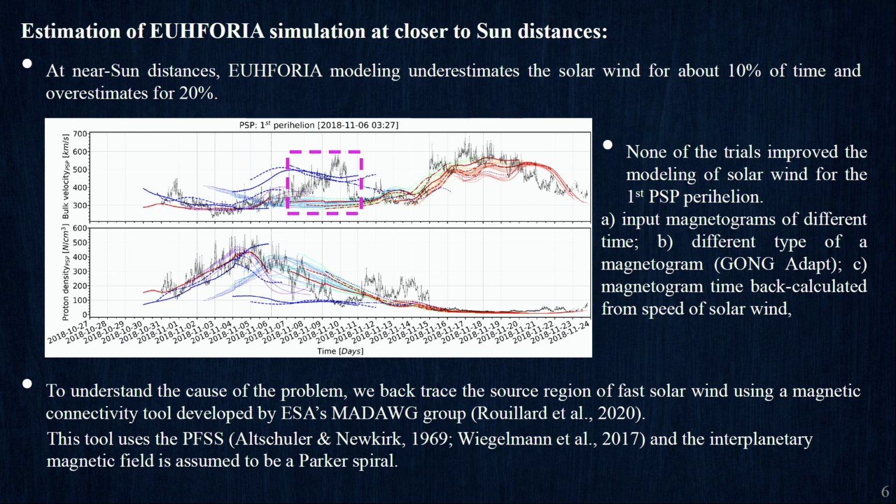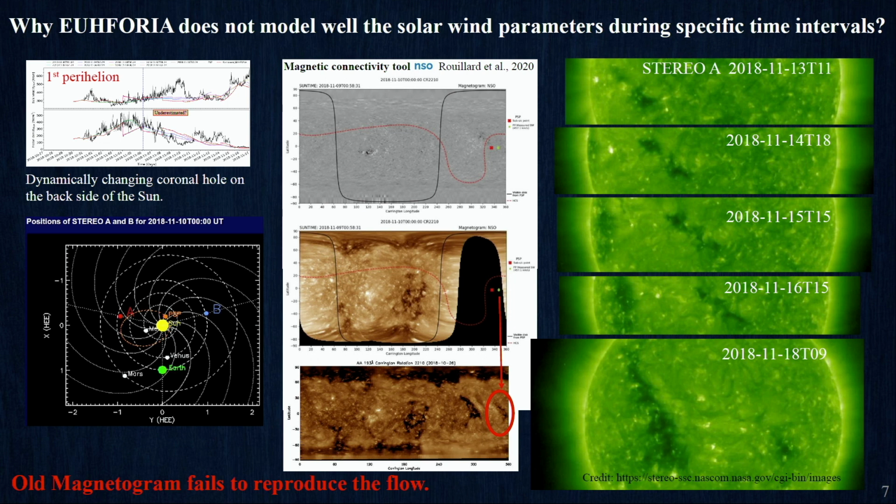modeling. So to understand this, we backtraced the source region of our solar wind using a magnetic connectivity tool developed by ESA. We see from this trajectory plot that PSP was at the far side, and this is the result from the magnetic connectivity tool. It points to this region from where possibly the solar wind of this period could have originated. It's dark because it's the far side, but when we look at the Carrington magnetogram at that region, we see that there is a small coronal hole.